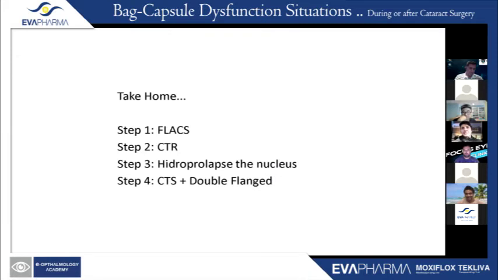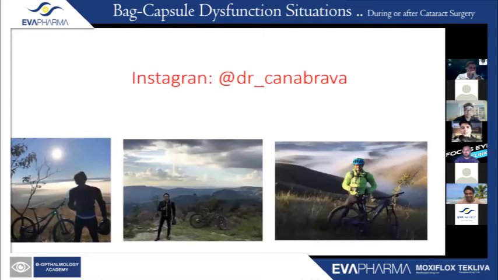Okay, my take-home message now for my patients with subluxated cataract, Marfan, trauma. Step 1, femto: I do the phantom circle in all my patients. I hold the bag with iris hooks or macro hooks. Then I introduce the CTR. I hydroprolapse the nucleus. Step 4, CTS in double flange. For a dense cataract, I prefer to do intracapsular and fixate with a sclera.